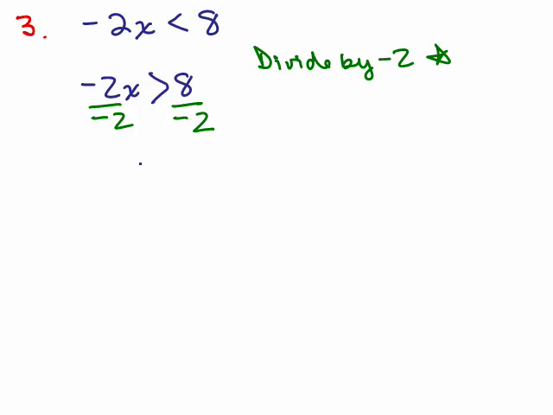This gives me x, right? Because now we're just simplifying. Divide the negative 2 into the negative 2x and the negative 2 into 8. x is greater than negative 4. So this is our answer.